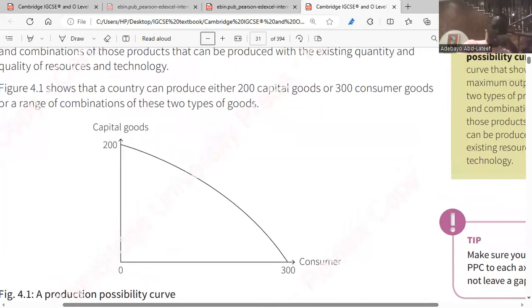So look at what we have here. We have capital goods and consumer goods. So these are what this economy can produce. The economy can produce 200 of capital goods. That's the highest. Or the highest of 300 consumer goods. This economy cannot produce both at the same quantity. So if it has to devote all its resources to capital goods, it won't be able to produce consumer goods. If this economy is putting all its resources into consumer goods, it means that it won't be able to produce capital goods. That is what we call production possibility curve. Do you get it or not? Yes.